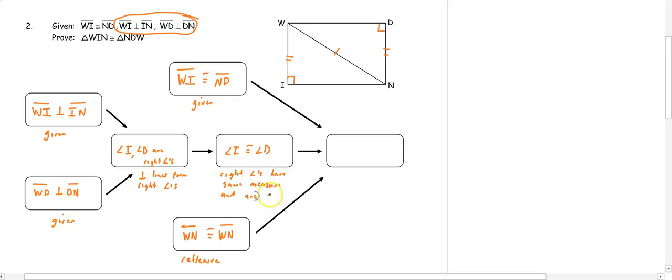And are congruent. Now that we have our three pieces, 1, 2, 3, we can use our last statement, which is that prove, and we can say that the triangles are congruent. So triangle WIN is congruent to triangle NDW, and the reason why in this case would be HL.